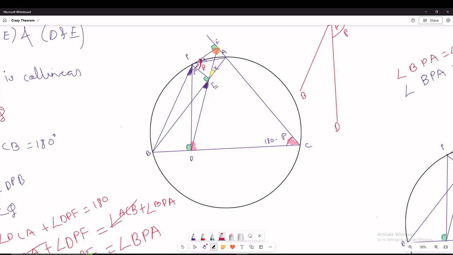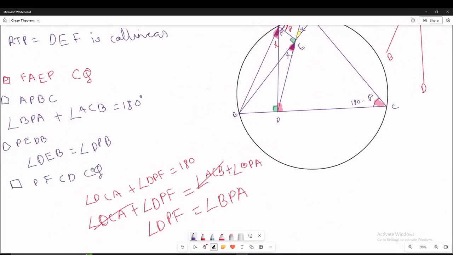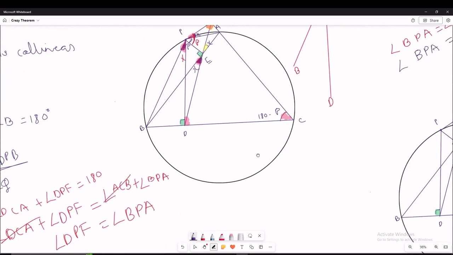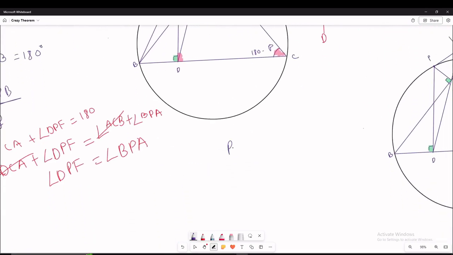This angle is X. So then this angle will also become X, which is equal to this angle, as we have said in one of the statements. And this is also X. See here, DEB equals DPB. So now we have proven that the points are collinear, and this line is known as the P-Simpson line.